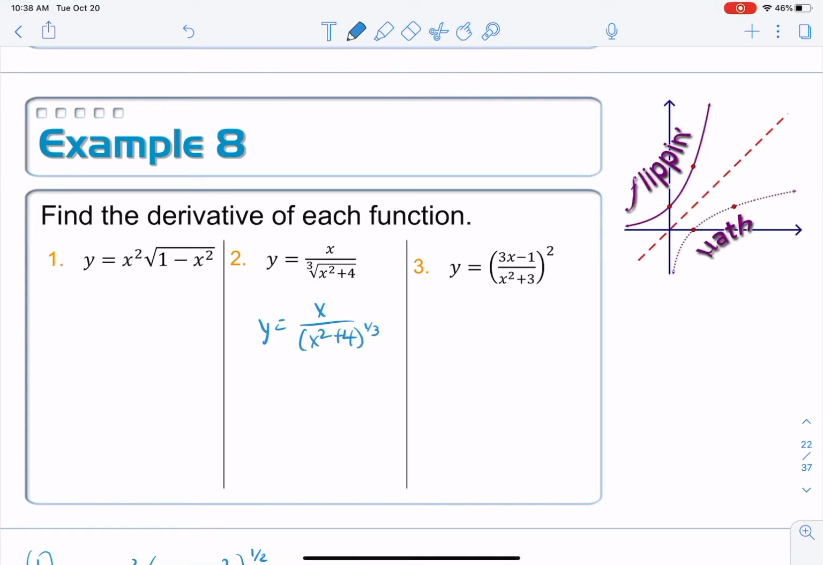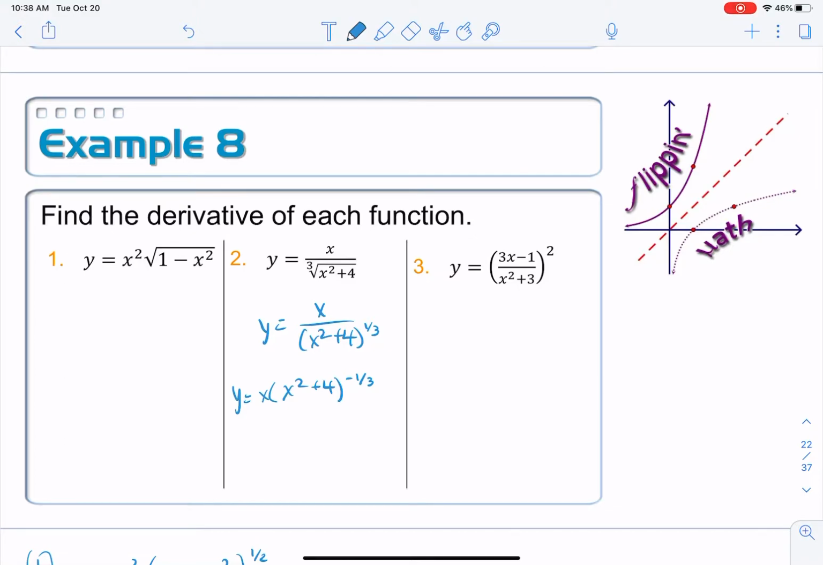Okay, so I've got a number of students who, for whatever reason, avoid the quotient rule at all costs. Can you see that I'd have to use the quotient rule on this? I got a function divided by a function. I need a quotient rule. So what they do to avoid the quotient rule is they rewrite it as a product thusly: y is equal to x times x squared plus 4, and then raise that to the negative 1/3 power, and then use the product rule on it.